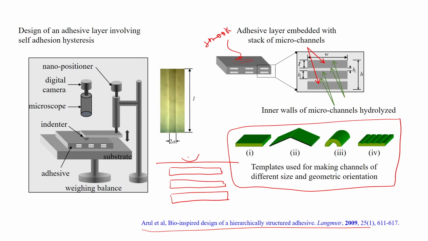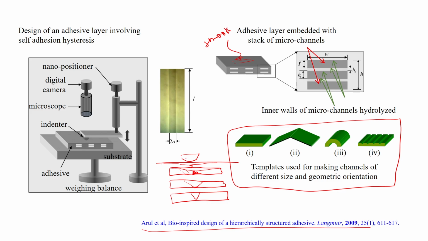Now, you apply the load over here, and because of this there is deformation like this. So this channel also deforms, and finally these two surfaces come in contact. They bond over here, and here also they come in contact and bond like that. Now depending on the load, there is self-adhesion hysteresis at each of these interfaces.